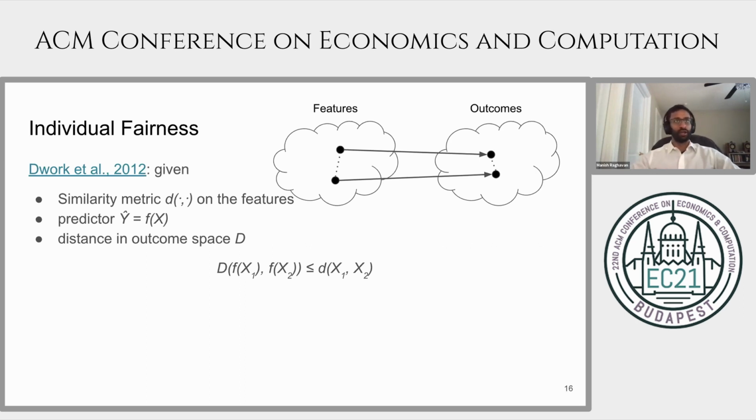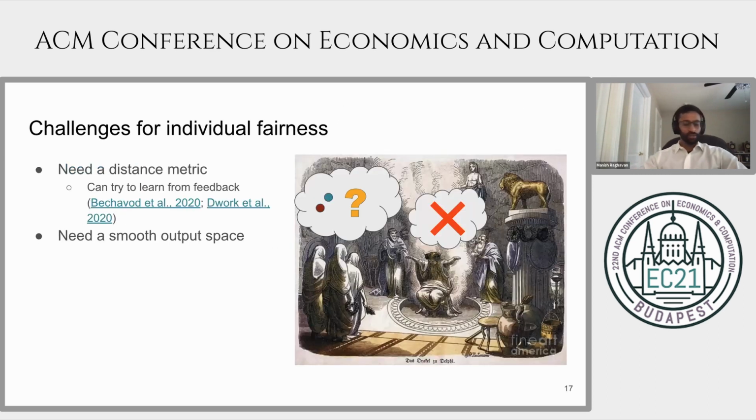You could think of this as essentially a smoothness requirement somehow in the predictors that we make. Okay, so this is a natural formulation of fairness. Now, what are the challenges associated with implementing something like individual fairness? Well, one of the biggest challenges is that we had to assume in the first place that we knew a distance metric in the feature space, right? We knew how similar two individuals were.